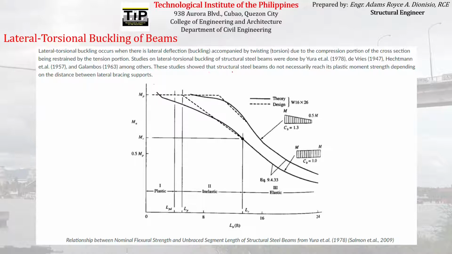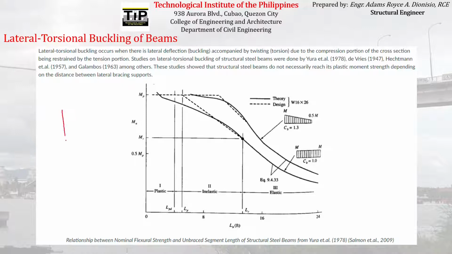These studies show that structural steel beams do not necessarily reach their plastic moment strength, depending on the distance between the lateral bracing supports. So that is what I have been mentioning earlier. We need to provide adequate lateral bracing so that the steel beam can reach the yielding state that we have discussed in the first portion of our lecture.